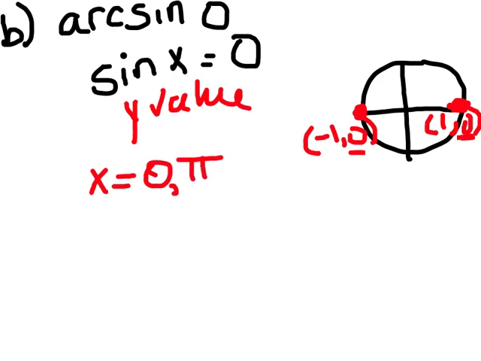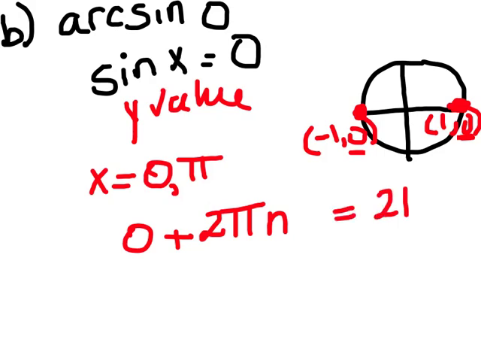And if I wanted to represent all of those values, they didn't ask me to here, I could say, well, it's 0 plus a trip around the unit circle would be 2 pi times n. That way I can go forward or backwards, except that 0 plus 2 pi n is really just 2 pi n, isn't it? So if they only want one trip around the unit circle, 0 and pi are my solutions.